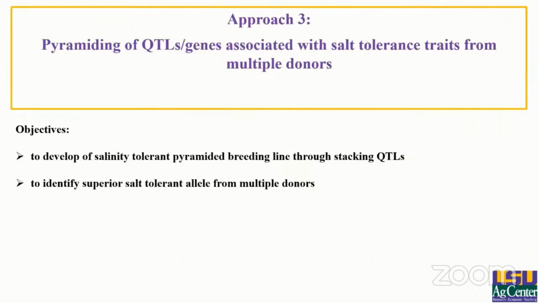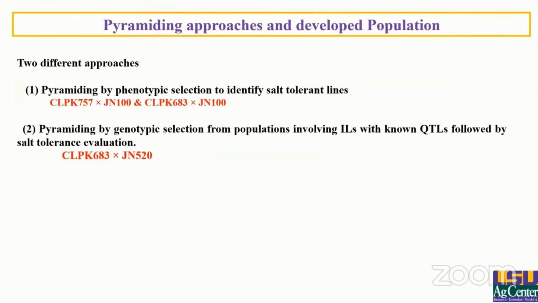The third approach is the QTL pyramiding using the introgression lines. For the QTL pyramiding, we use two different approaches. The first is pyramiding by phenotypic selection to identify the salt tolerant lines, and the second approach is genotypic selection from the populations involving introgression lines with known QTLs, followed by the salt tolerance evaluations.